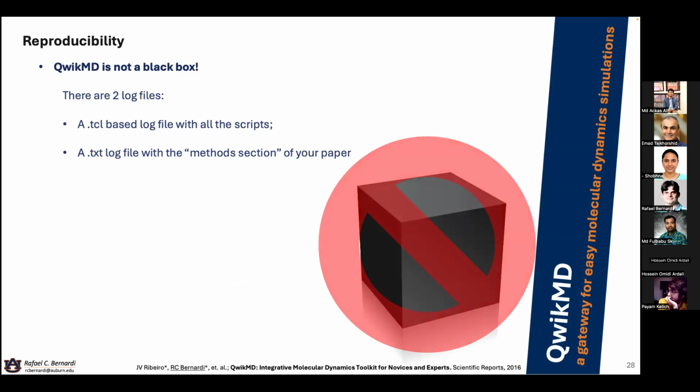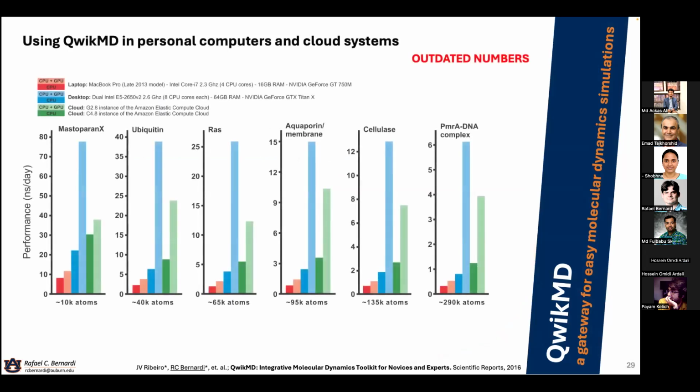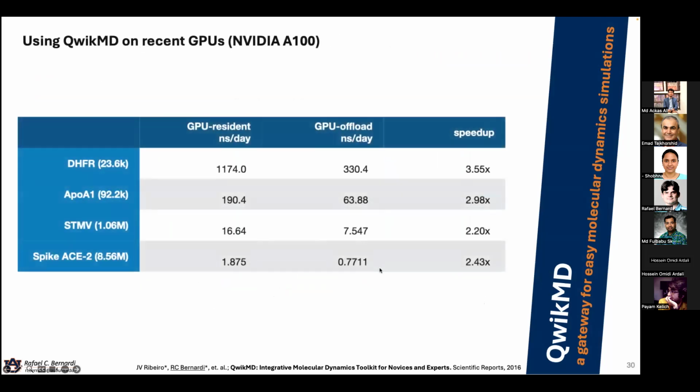And QuickMD is going to be as fast as your computer can be. When we published this, these were older, like 10-year-old software numbers. Of course, those numbers are old. Today you can do much more, like I just showed you before. If you have an A100 desktop, you can be running things at almost a microsecond per day. Let's say most people run things around 100,000 atoms, so roughly 200 nanoseconds a day, maybe 400 if you're using hydrogen mass partitioning.